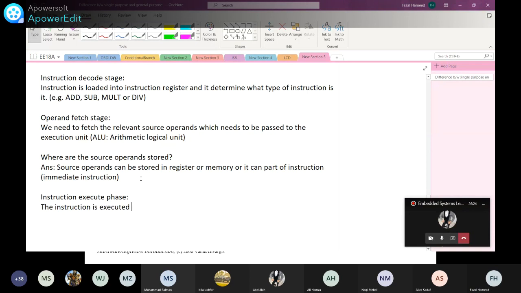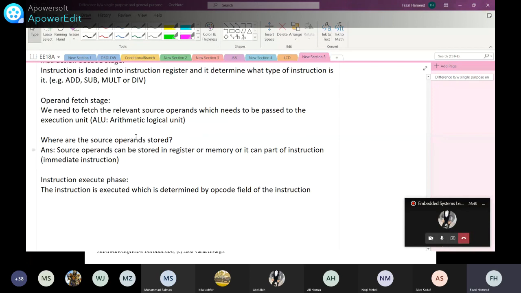Whose operand is determined by which field of the instruction? Which field of the instruction? Output field of the instruction. And we have already studied this in the instruction set encoding.